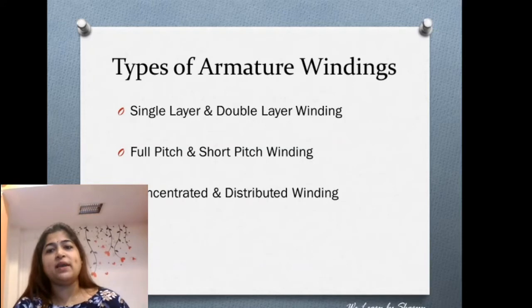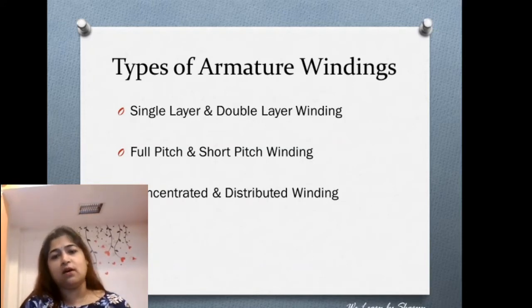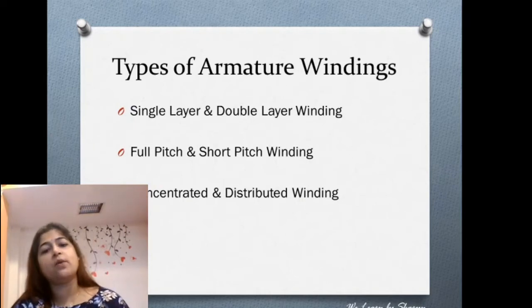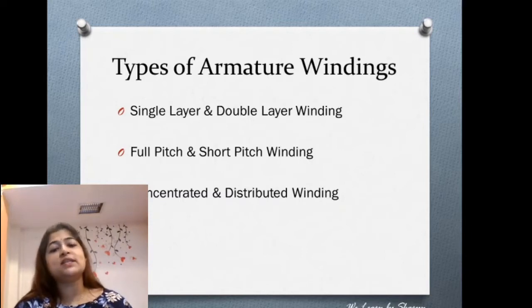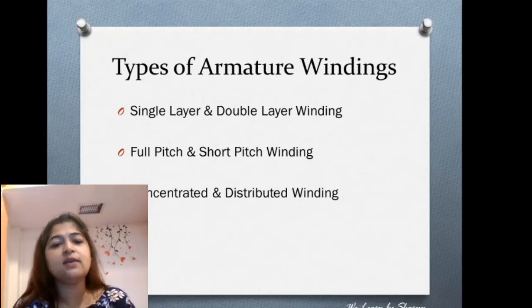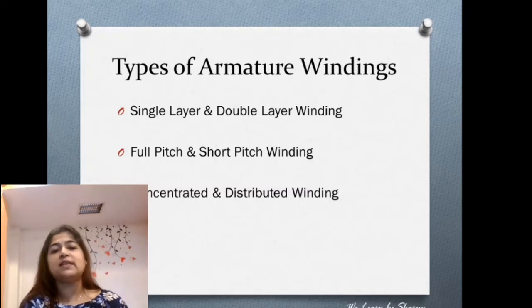Types of armature winding. Now we are going to see types of armature winding in three different references. The first one is single layer or double layer winding, full pitch or short pitch winding, concentrated and distributed winding. We have seen a glimpse of full pitch, short pitch winding and concentrated distributed winding in my previous video. If you want, you can go back to the previous video and watch it for a clear understanding. Again, we will revise the same here, as well as understand single layer and double layer winding.